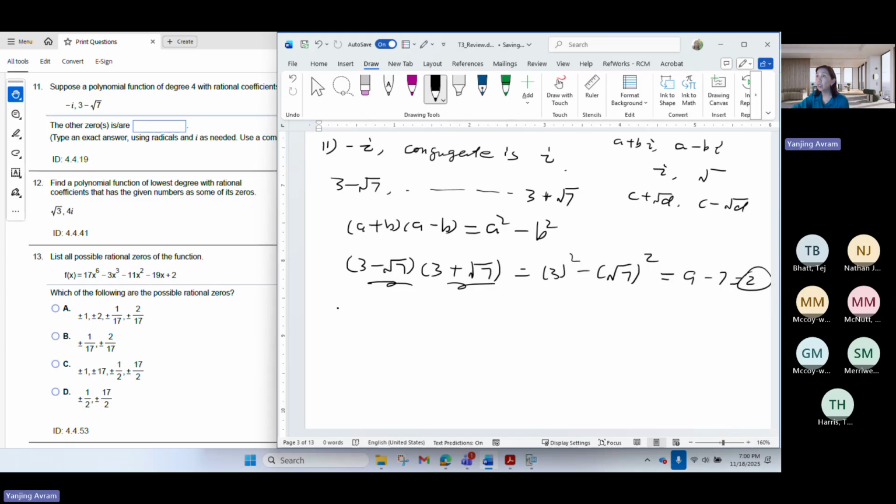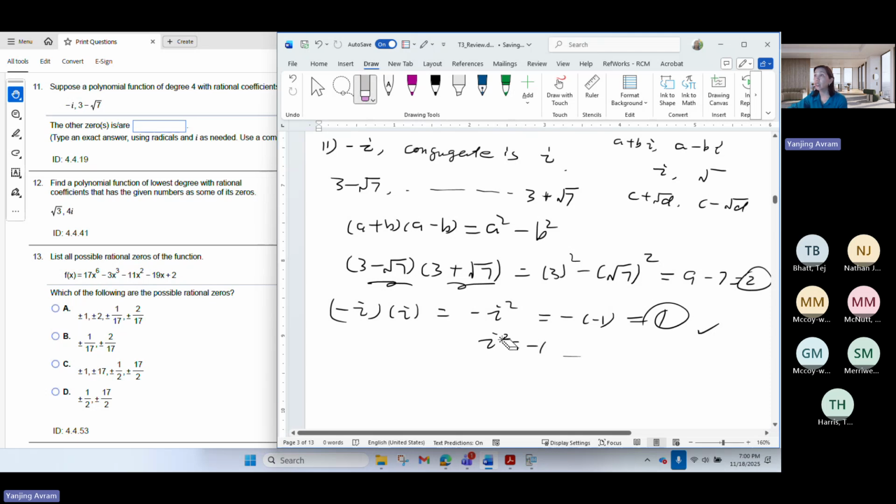If I have negative i times i, I will get negative i squared. And i squared is equal to negative 1, so this will become positive 1. That means i is gone. That is the beauty of multiplying the conjugate. Yes, you do have to simplify i squared equal to negative 1 in here. So that is the other zero.